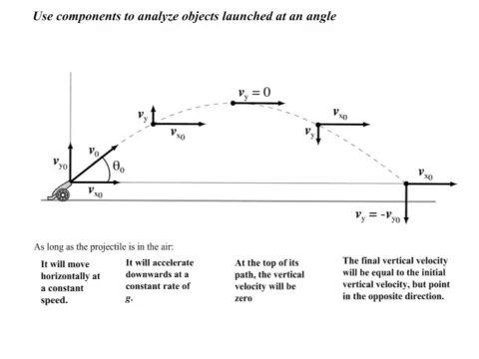Okay? So as long as that projectile is in the air, it's going to move horizontally with a constant speed. It'll accelerate downward at a constant rate of g. At the top of its path, the vertical velocity will be 0, and the final vertical velocity will be equal to the initial vertical velocity, but point in the opposite direction. So it's really important to grasp this concept of independent perpendicular vectors.